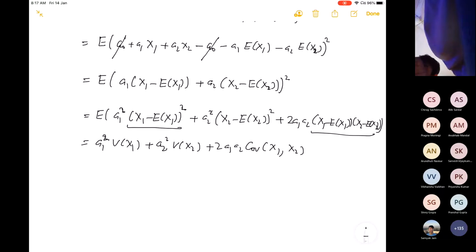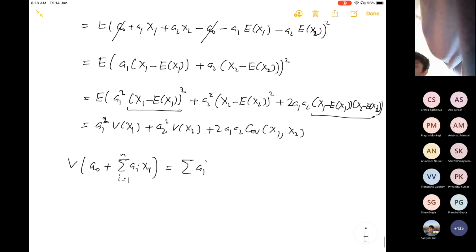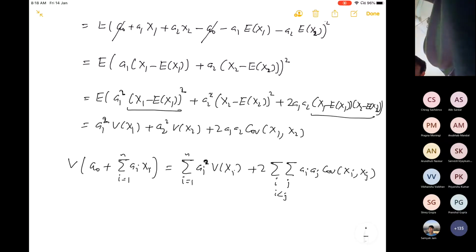So therefore, in general, for a linear combination, the variance of a naught plus summation ai xi, i from 1 to n, can be written as summation ai square variance of xi, i from 1 to n, plus 2 times the double summation over i less than j of ai aj covariance between xi and xj. So this will be the general formula. In the same fashion we can derive this.